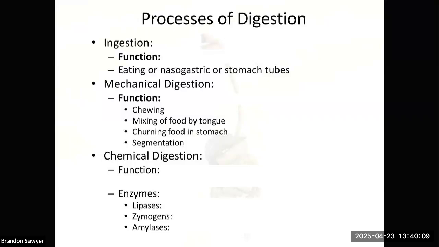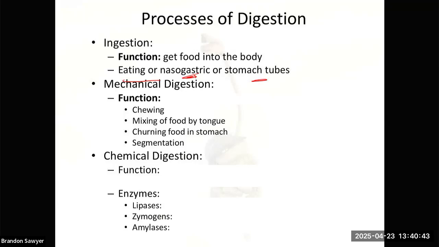The first one is ingestion. That's just getting food into our body, somehow getting it from the outside inside. Most of the time that's eating. It could also be different types of tubes that get food into our digestive tracts in cases where the person can't eat. Patients in hospitals sometimes need to have food pumped directly into their stomach so they can get nutrients in when they're not conscious enough to eat themselves. So that's the ingestion process.